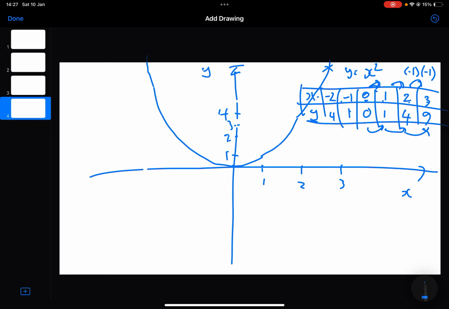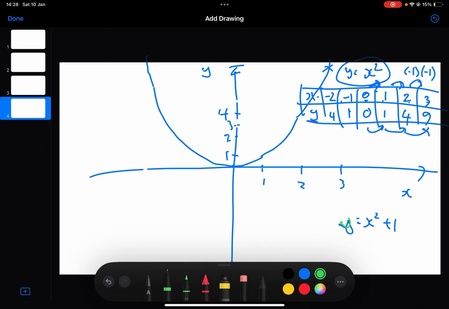Okay, then the changes in your equation. So right now we have y equals x squared. If we have y equals x squared plus 1, then, okay, let me use a different color to see clearer. If I have y equals x squared plus 1, then every time x squared is still plus 1. So this time round my y equals x squared plus 1 will go a bit higher.